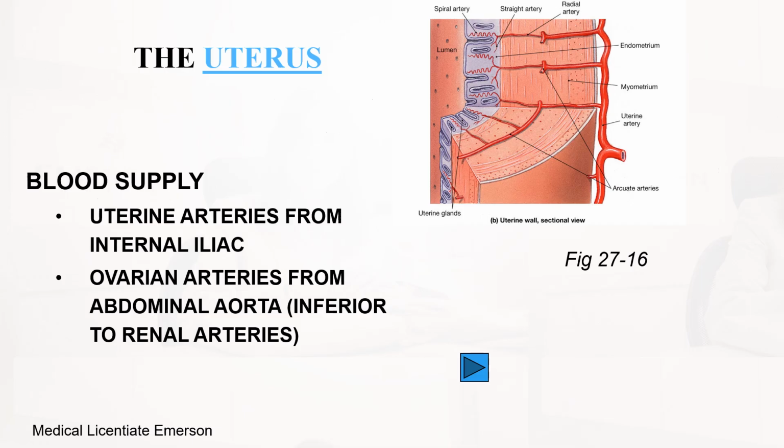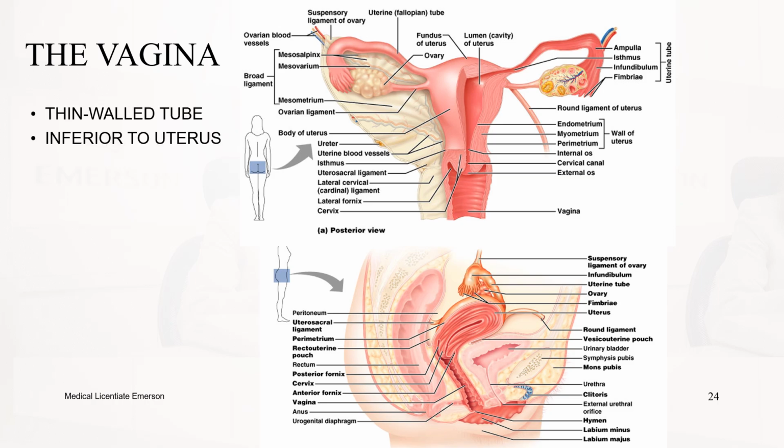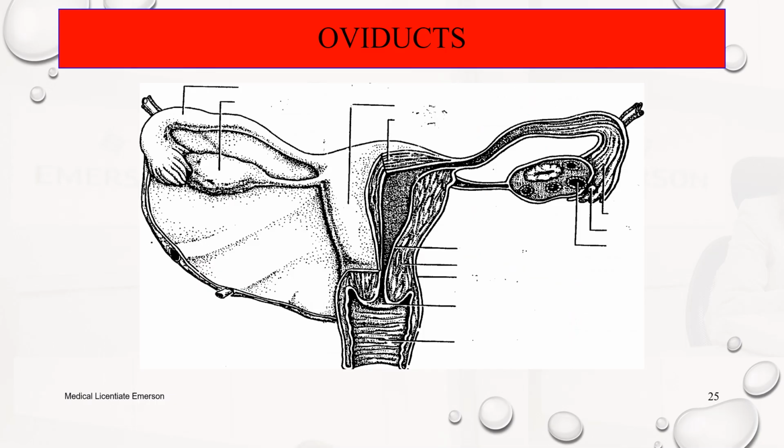Okay, and then in terms of the blood supply of the uterus, we have the uterine arteries from the internal iliac, and we have the ovarian arteries from the abdominal aorta, inferior to the renal arteries. Then the vagina, I think we have covered the vagina. Let's go to the oviducts or fallopian tubes.